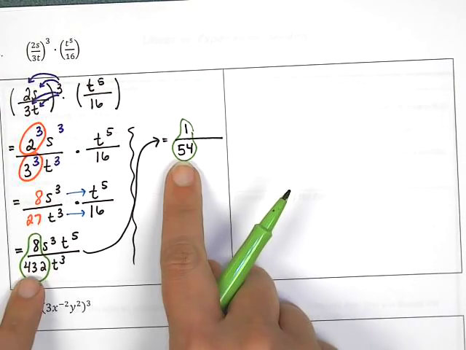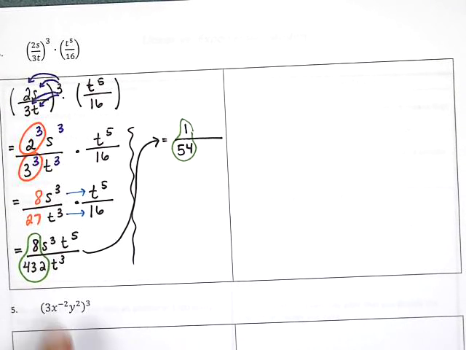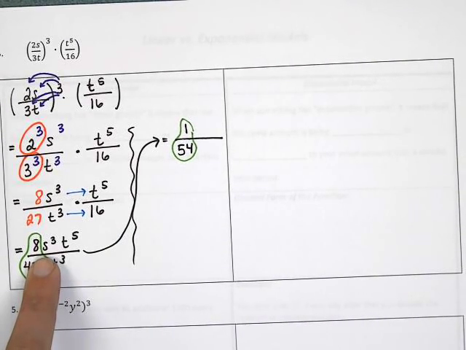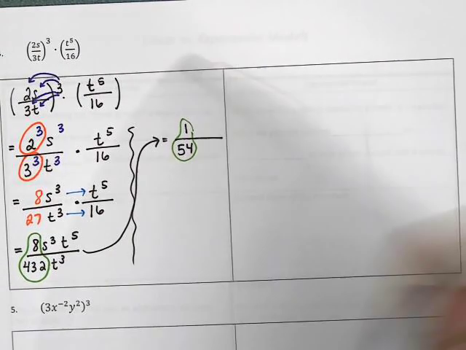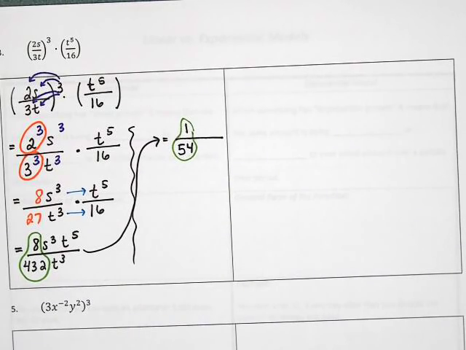So that comes from here. Then I'm going to look at my variables. I see that on the top I have a base of s, and there are no other s bases anywhere in the problem, so that's not going to change. I'm just going to copy it over.